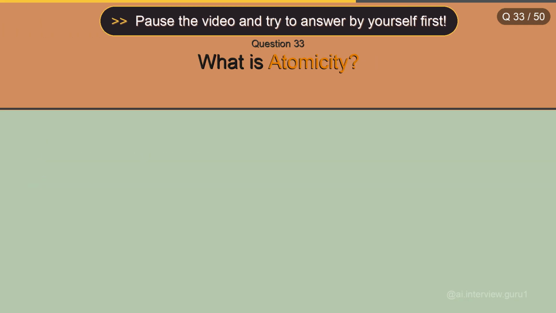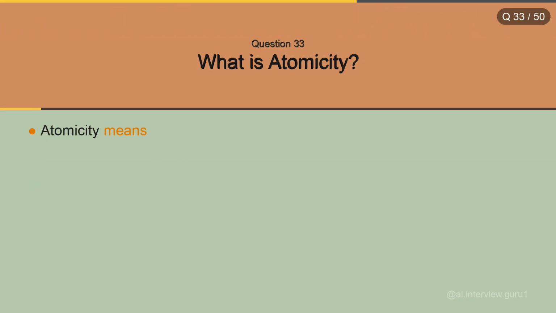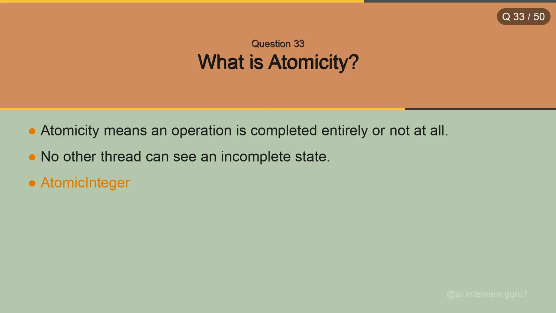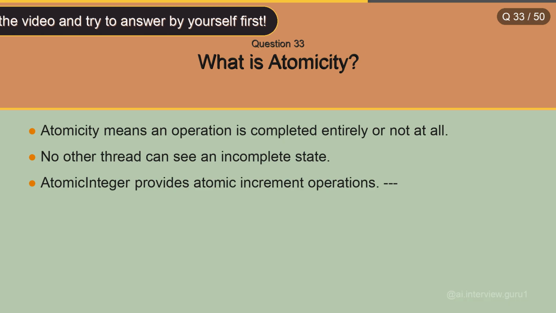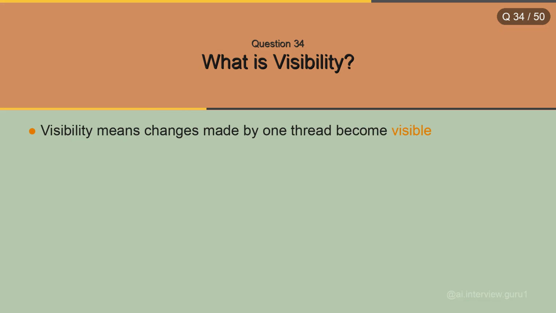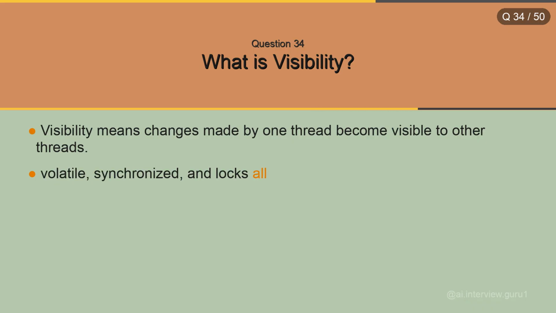What is atomicity? Atomicity means an operation is completed entirely or not at all. No other thread can see an incomplete state. AtomicInteger provides atomic increment operations. What is visibility? Visibility means changes made by one thread become visible to other threads. Volatile, synchronized, and locks all provide visibility guarantees.